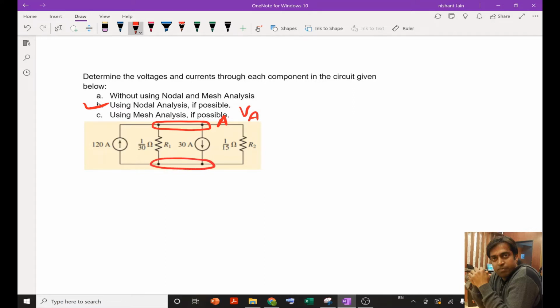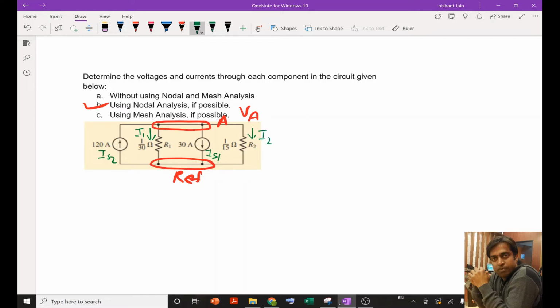These nodes are also the same because they are connected by a short circuit, and let it be a reference node. Let me assume the current direction in this node over here, and let it be I1. Current direction over here, let it be I2. Let this current be IS1 and IS2.